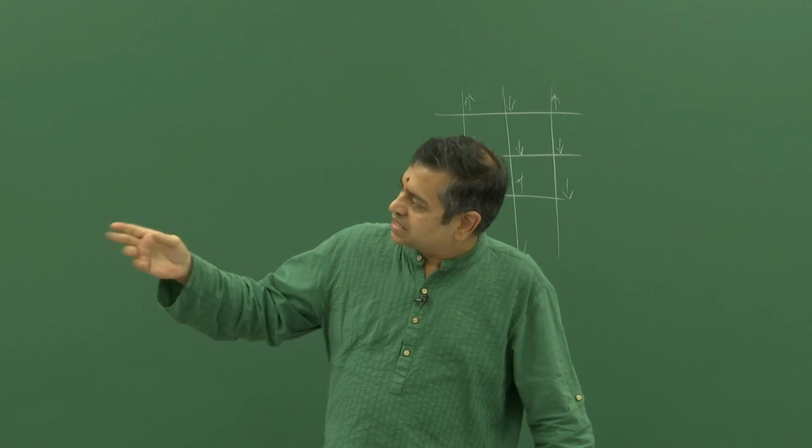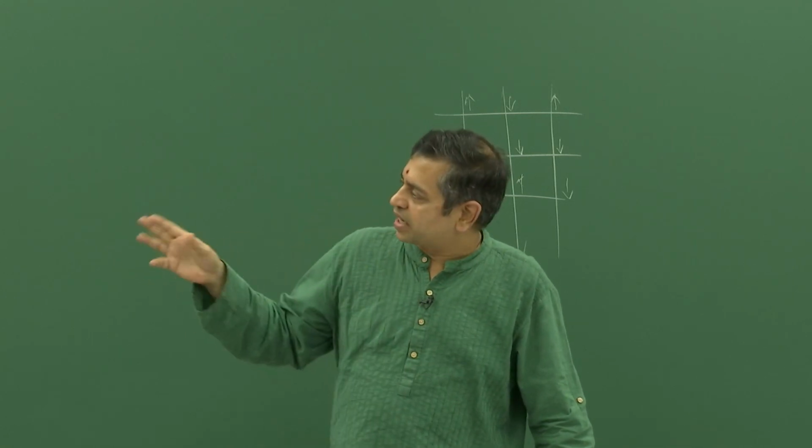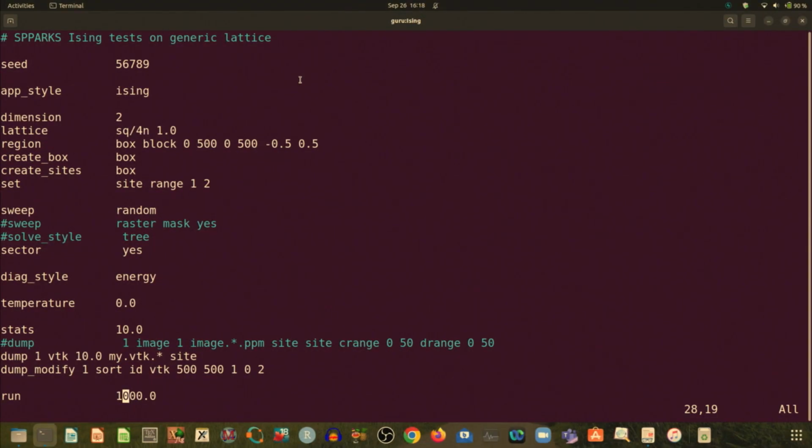Okay. And stats sets how often you are going to write the data, and we are going to run 1000 steps, so every 10 steps once I am going to write, and the only two lines that you see there, dump VTK and dump modify, were written by me.